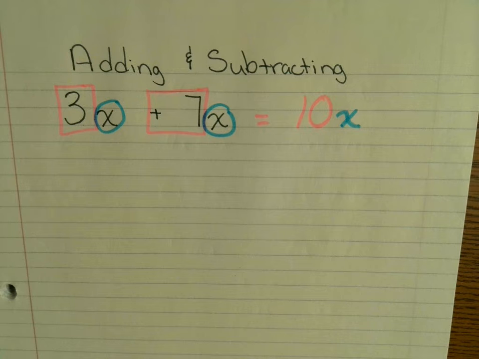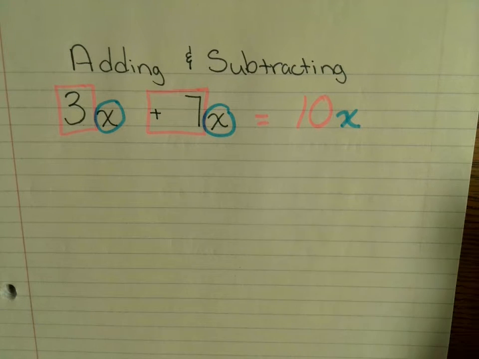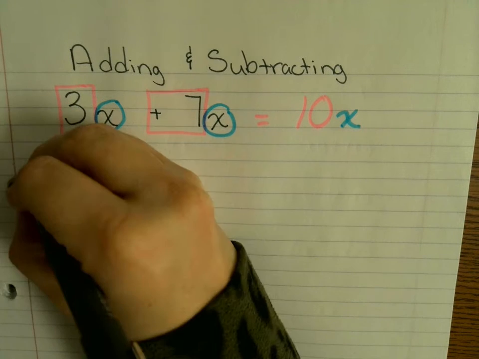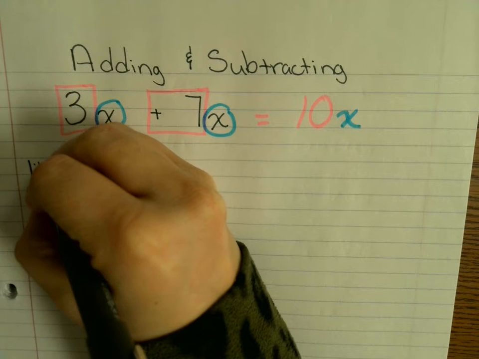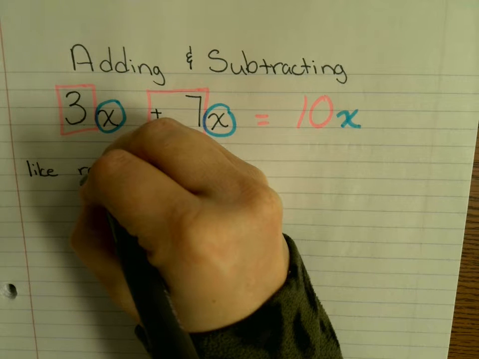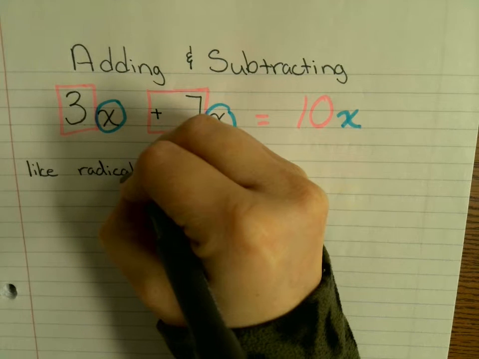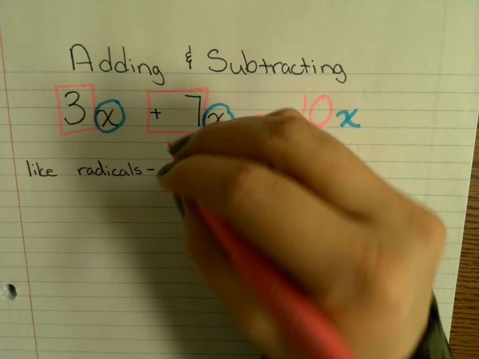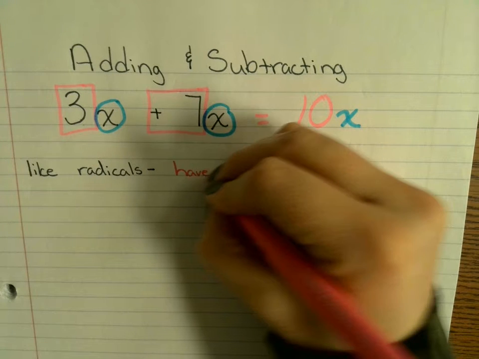It's the same exact thing with radicals, but instead of calling it like terms, we call it like radicals. So that's our idea now. We need to achieve like radicals so that we can combine radical terms. And to be a like radical, you must have a common radicand.